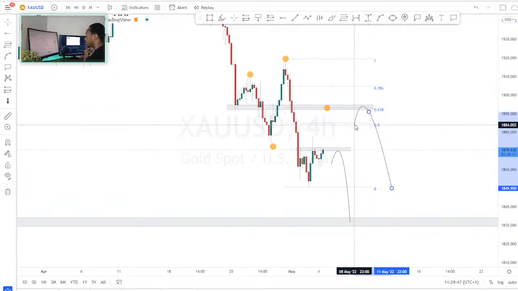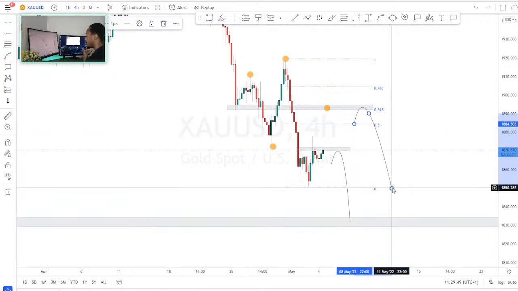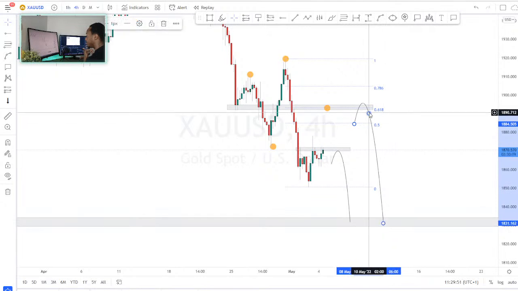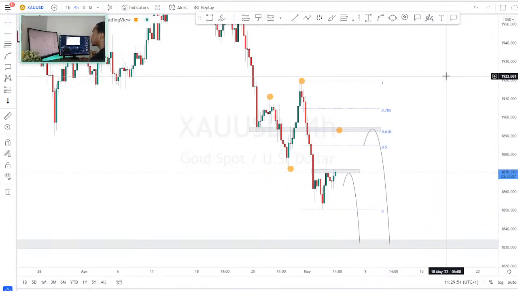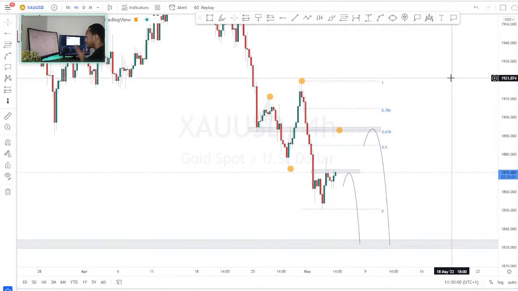I'm still bearish on gold. Momentum, structure, everything's still pointing down. So I'm not really looking for some longs. Again, there could be, but it's more intraday, so not really focused on that. But that is what I'm looking at for gold.